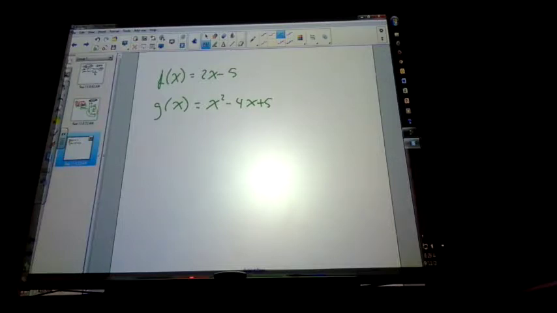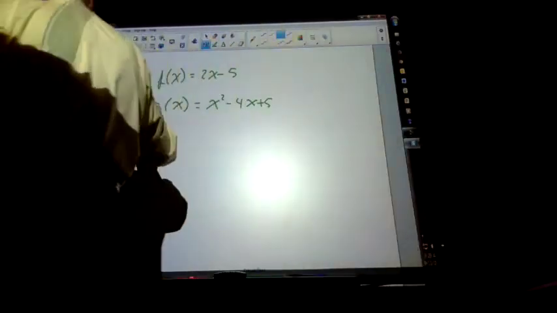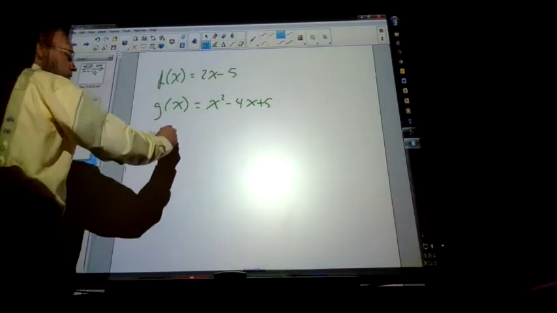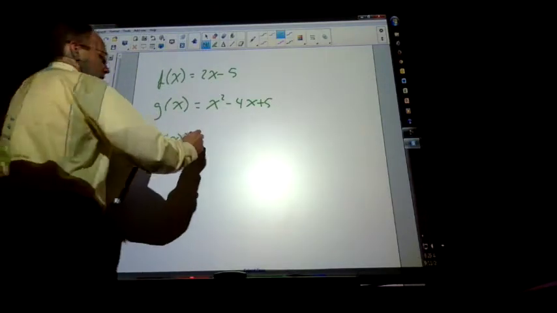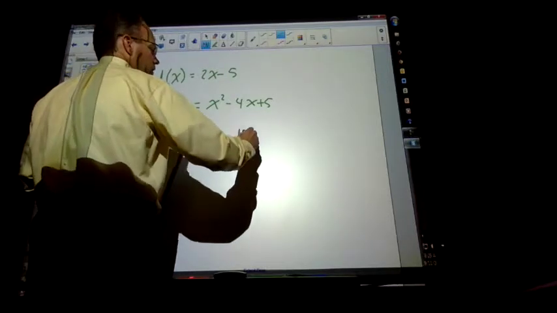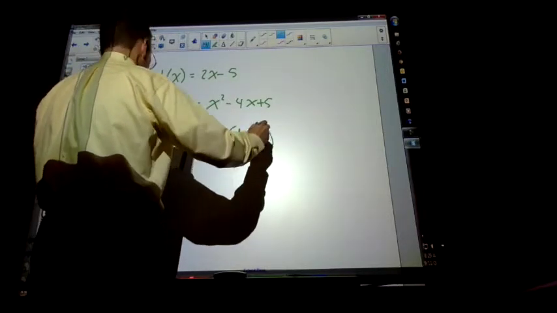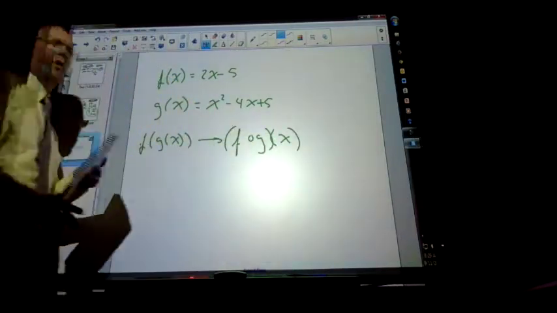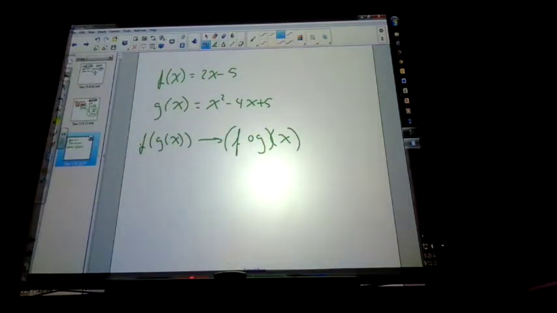So the first thing on there talks about composition of functions, putting one function into another. It says let f at x equal 2x minus 5. Let g at x equal x squared minus 4x plus 5. And then what we want to find is something called f g at x. And then next to f g at x, they have this. Looks like it says the word f o g. Okay? Both terminologies mean the exact same thing.